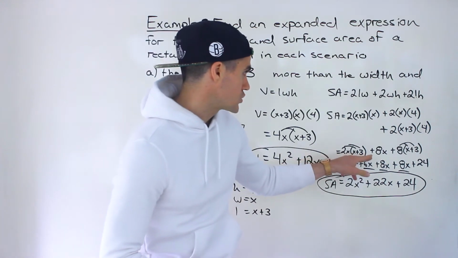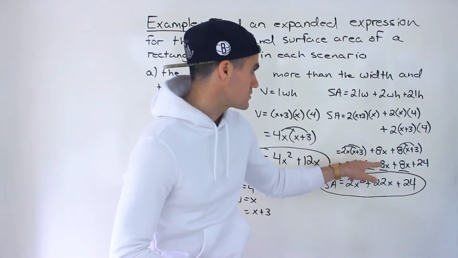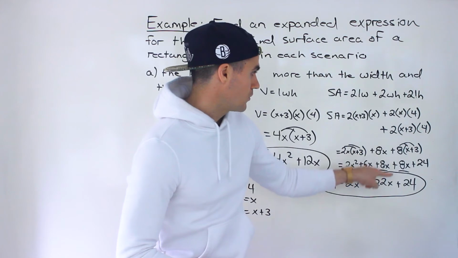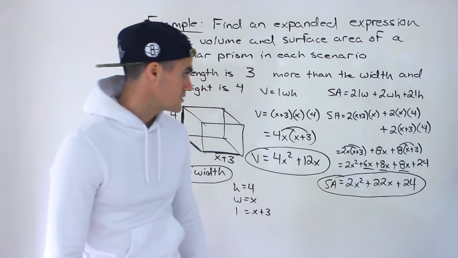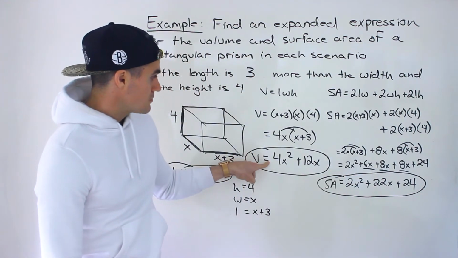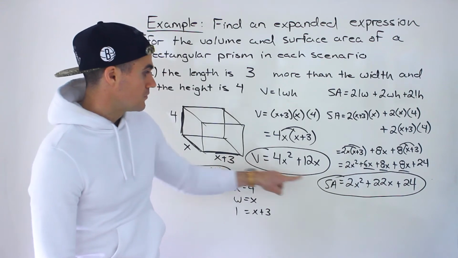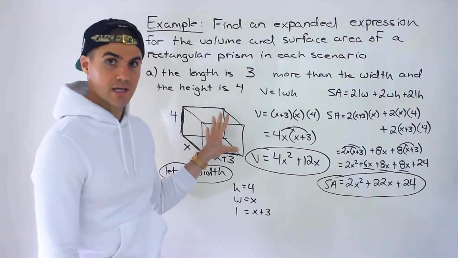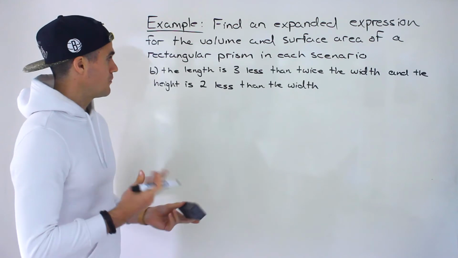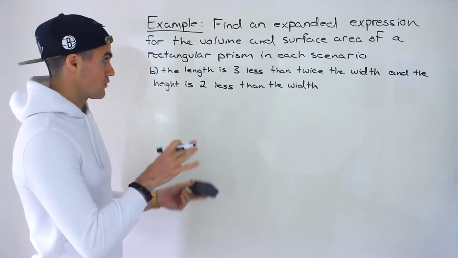And just doing a quick check, there's a lot of algebra going on here, so just confirm all your values here, and yeah, it looks good to me, right? So that ends up being the expanded expression for the volume. That's the surface area for this particular rectangular prism. Now moving on to part B, the other rectangular prism.